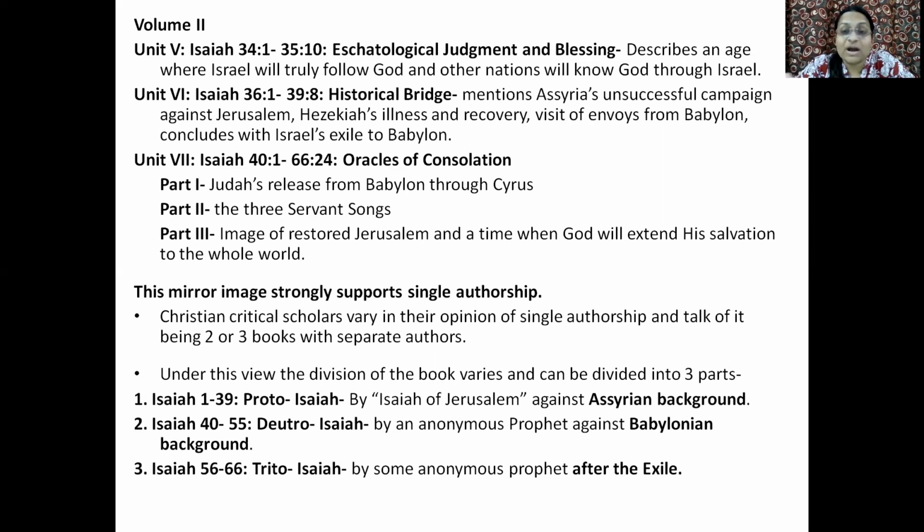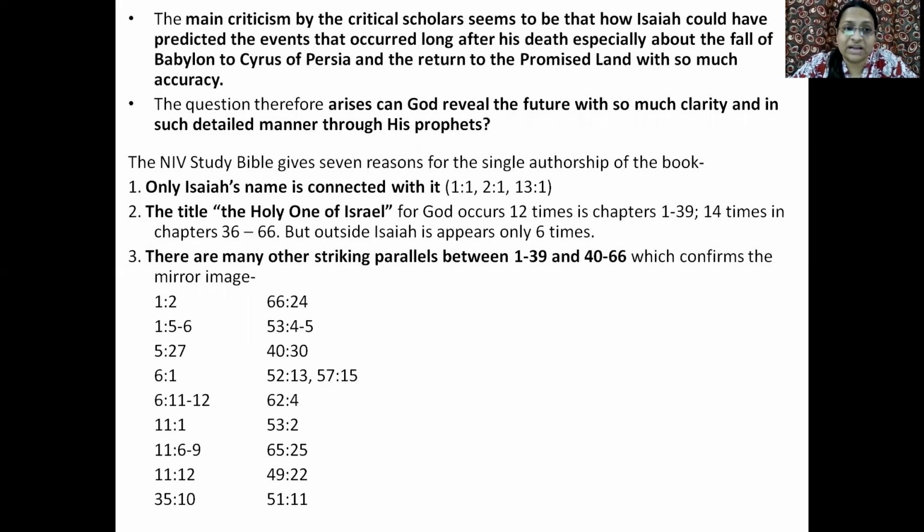Okay, we can see the Assyrian background, the Babylonian background, and the exile. So that is the problem, and Isaiah was not alive throughout. Isaiah was only alive through the first part, as we can see. So it's difficult to understand how he can be the author of all three parts. The main criticism by the critical scholars seems to be: how could Isaiah have predicted events that occurred long after his death, especially the fall of Babylon to Cyrus of Persia and the return of the remnants to the promised land, with so much detail and accuracy?